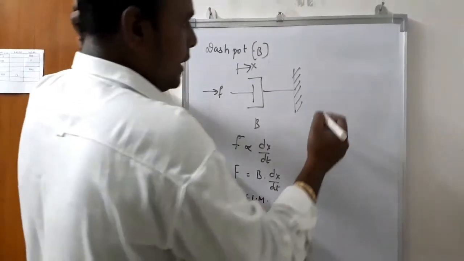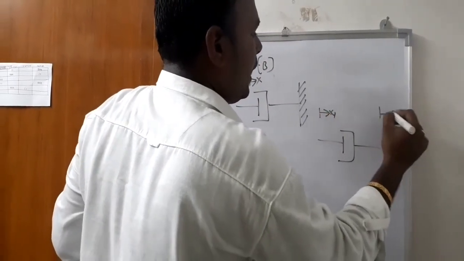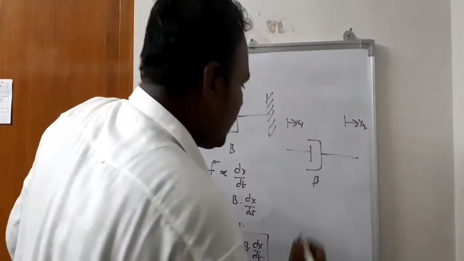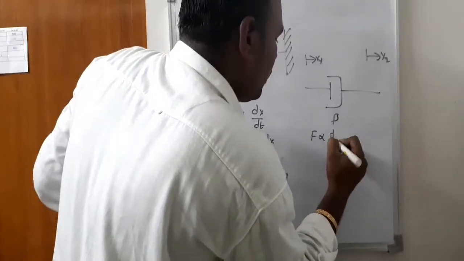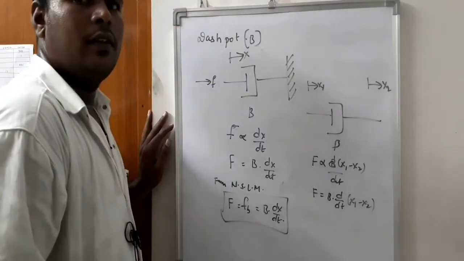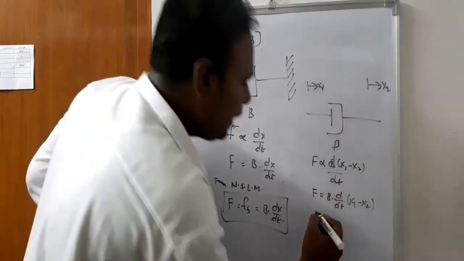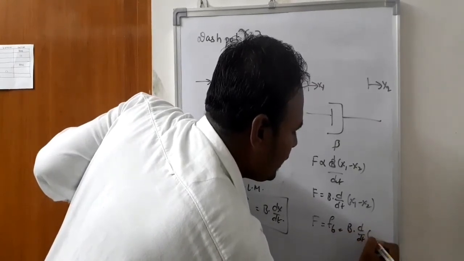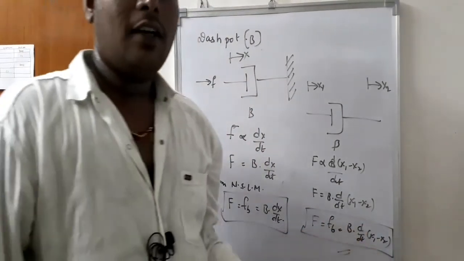Next we are going to see the condition where the dashpot has a displacement on both ends. Here x1 is one displacement and x2 is the other displacement. Now we will see what happens when both ends are moving. This is similar to before: F is directly proportional to d(x1 − x2)/dt. To remove the proportionality constant, we add a constant B, and F is equal to Fb is equal to B d/dt of (x1 − x2). So this is the force balancing equation when both ends are moving.